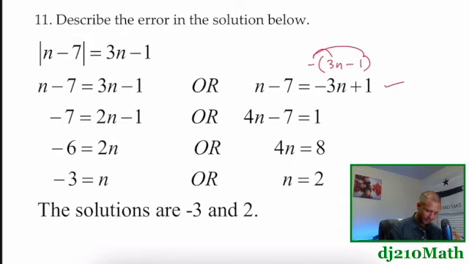Next line, what'd they do? They subtracted n to get 2n. Actually, let's just stay in the same row, because there's a lot happening. Then they added 1. Added 1 to get negative 6, and then divided by 2 to get n is equal to negative 3. Okay. I like it.